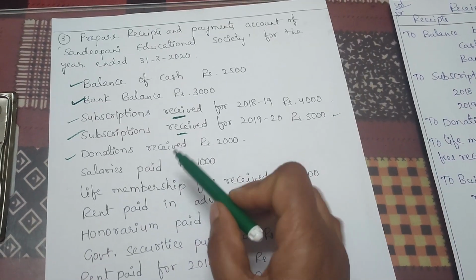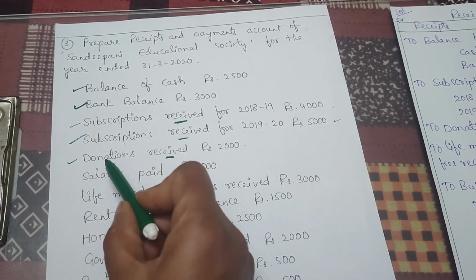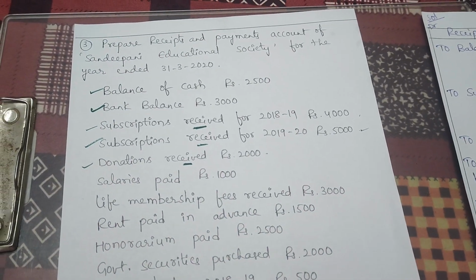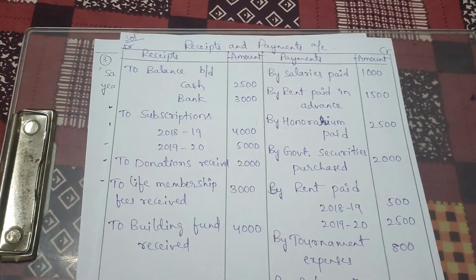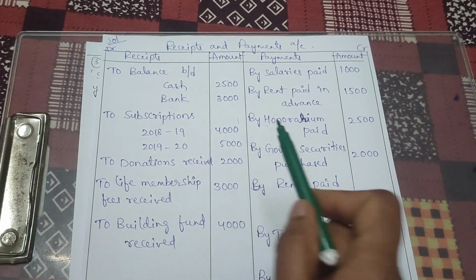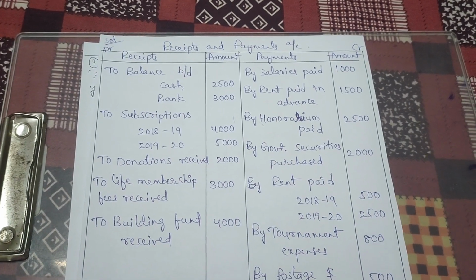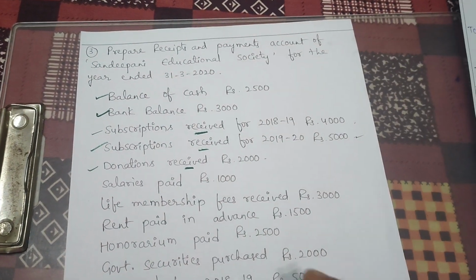Donations received. Again received, 2,000 rupees. If it is received, we always record under receipts. So these donations also we record under receipts only. To donations received 2,000. Is it clear? Hope this is clear for everyone. Let us see the next one.